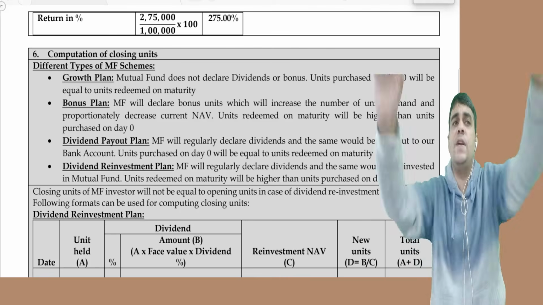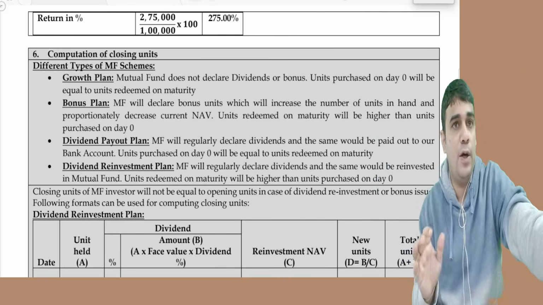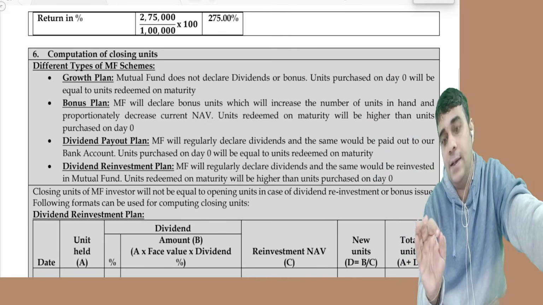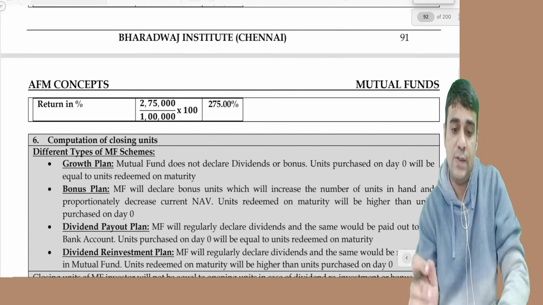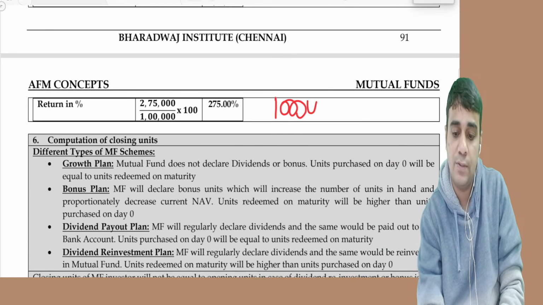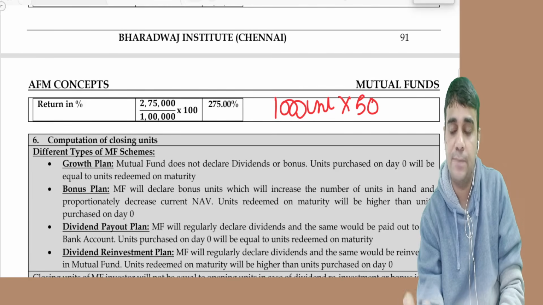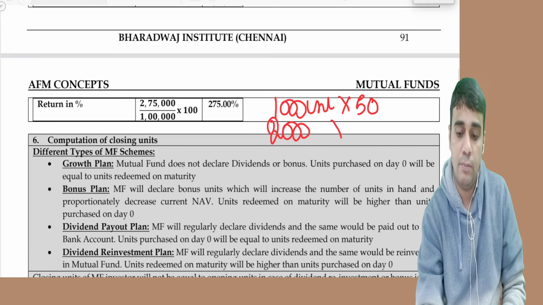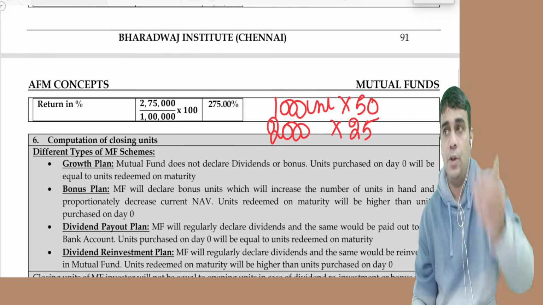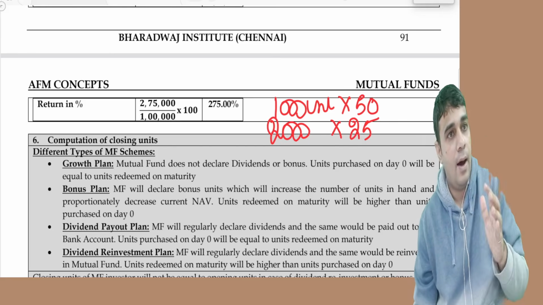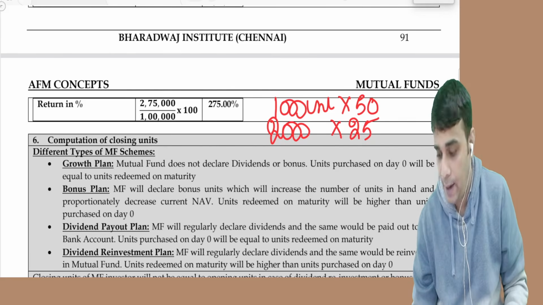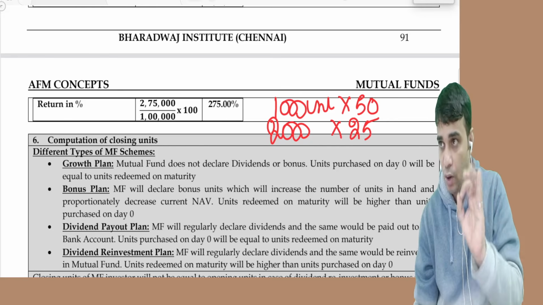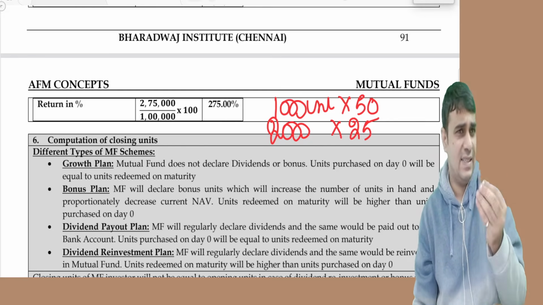Second, there's something called a bonus plan, which many mutual funds do not offer in the practical world because it has zero utility. What is a bonus plan? Today you are invested in a fund, it is 1000 units into 50 rupees. If I do 1:1 bonus, it will become 2000 units, but the NAV will become 25. Units will double, NAV will become half, value will remain the same 50,000. Most of the MFs do not offer a bonus plan. Reason, it doesn't serve any purpose.